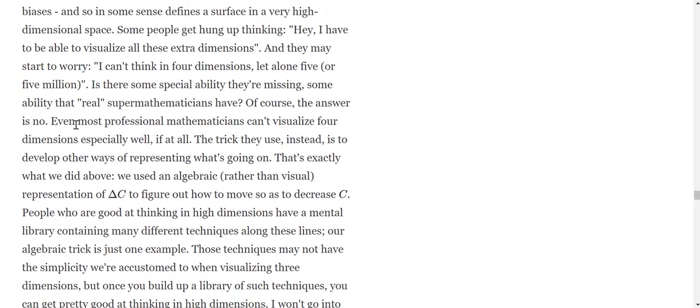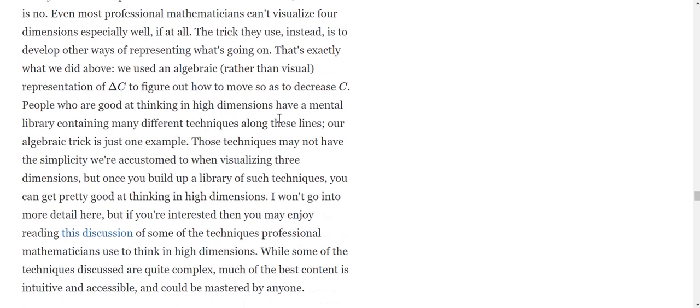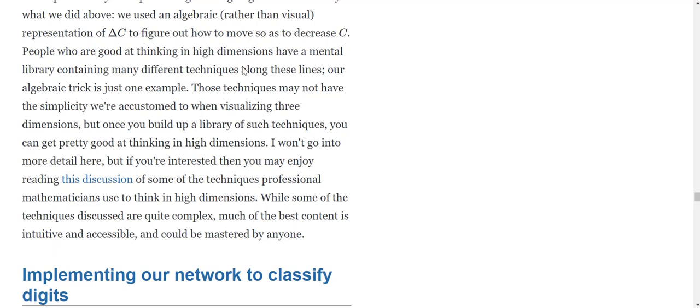Of course, the answer is no. Even most professional mathematicians can't visualize four dimensions especially well, if at all. The trick they use instead is to develop some way of representing what's going on. That's exactly what we did above. We used an algebraic rather than visual representation of delta C to figure out how to move so as to decrease C. People who are good at thinking in higher dimensions have a mental library containing many different techniques along these lines. Our algebraic trick is just one example.